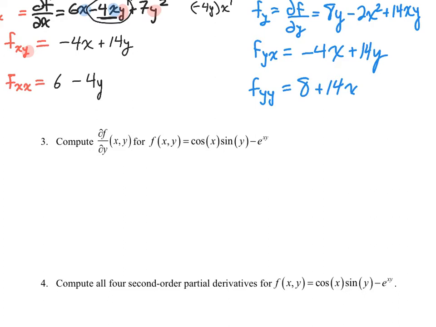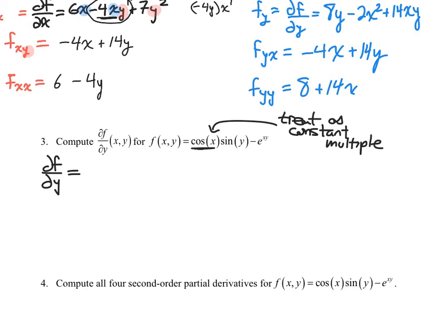All right. So partial with respect to y. This is a constant multiple. We're treating it as a constant multiple. That would be the same for the other x, the one that's in the power of e. So what I'm going to do is differentiate around the sine of x, I'm sorry, the cosine of x.